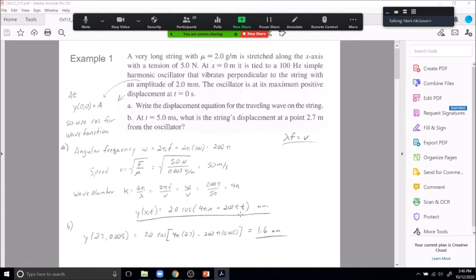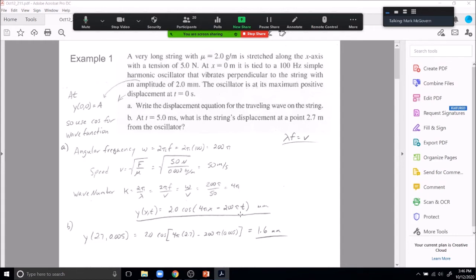Now, for part B, we're told to put the numbers in there. At 5 milliseconds, what is the string's displacement at a point 2.7 meters from the oscillator? We just plug our numbers in. Just make sure that you got things in meters. Make sure that time is put into seconds. It's in milliseconds right now. And we put that through, and I got a value of 1.6 millimeters. That's what I got there.